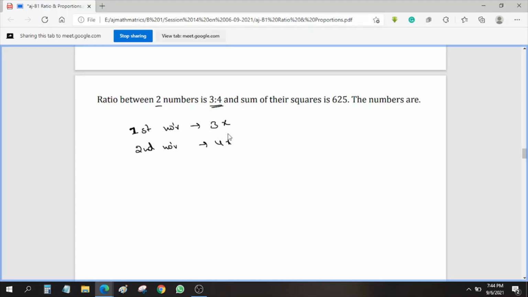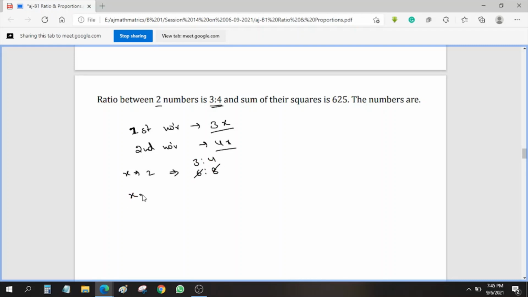So the first number is 3x, the second number is 4x, or you can also say 3p and 4p. Some authors use p and some use x. Now 3x is the first number, 4x is the second number. In place of x, if you consider any value, let's say x equals 2, then 3 times 2 is 6, 4 times 2 is 8. Again you will get the ratio as 3:4.